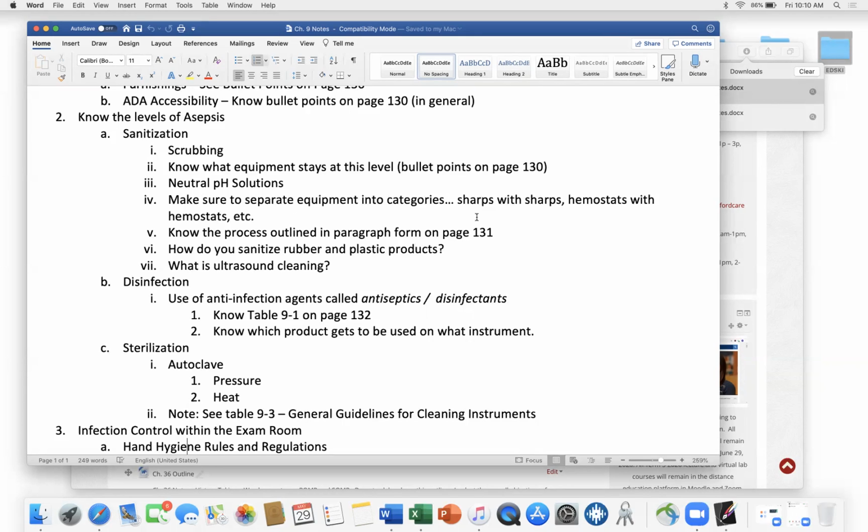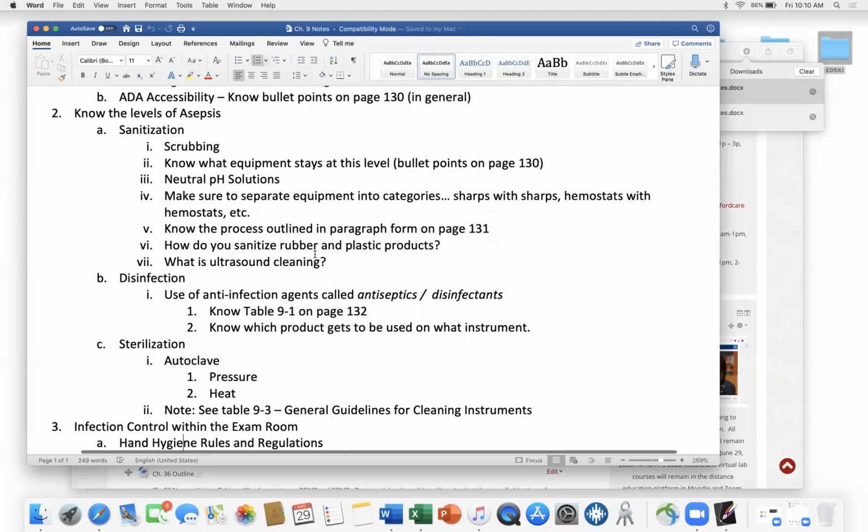And I'll also show you in lab how we do that. There's a process, and there are also ways to sanitize rubber and plastic products, again with a neutral pH solution. Also, we have ultrasound cleaning. That's at the sanitization level. Sanitization level is the lowest level of asepsis. The next level is disinfection.